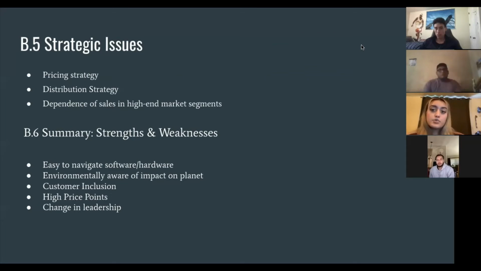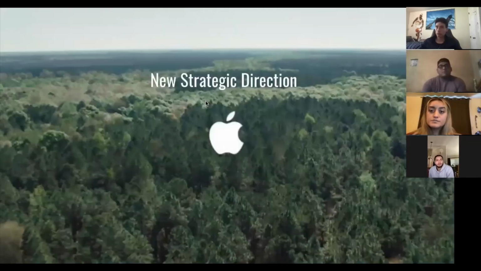They have high price points. The company usually loses a group of customers when they're unable to afford their products. Change in leadership. When Steve Jobs passed away, the management style changed as Tim Cook took over as CEO, and customers quickly noticed a difference in the company when that occurred.